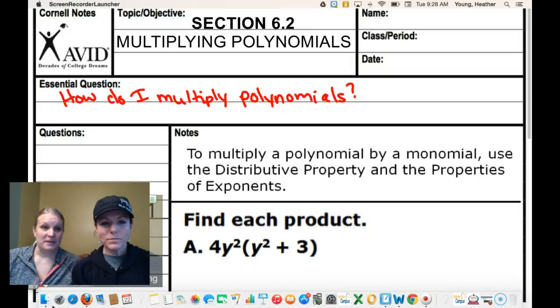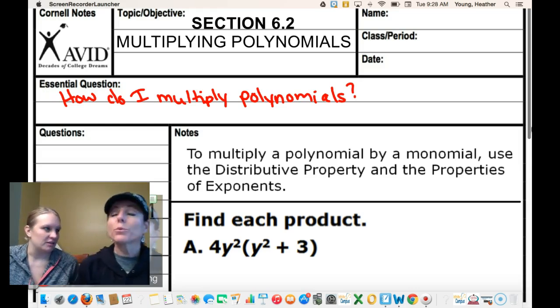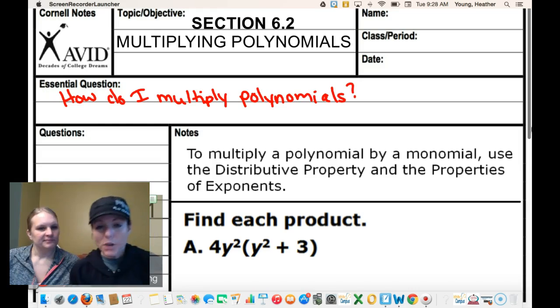All right, so today we are learning how do I multiply polynomials. So just a reminder, back in the last section, section 6.1, we were adding and subtracting polynomials. Notice there our exponents were not changing when we were adding or subtracting. We're just combining the like terms, right? So the coefficients in front we were adding or subtracting.